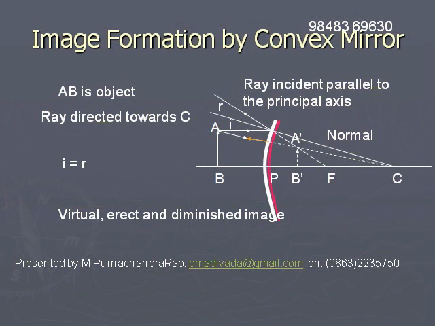And A prime B prime, that vertical line, indicates the image. That means the image points of all the points of AB lie on the line A prime B prime. This is a virtual, erect, diminished image. So at any position, the convex mirror gives a virtual, erect image. At infinite distance, it gives a point size image.